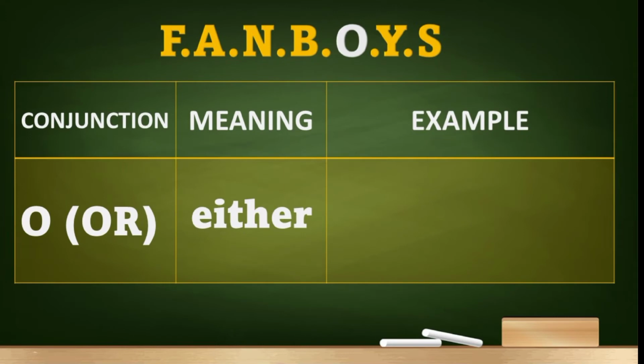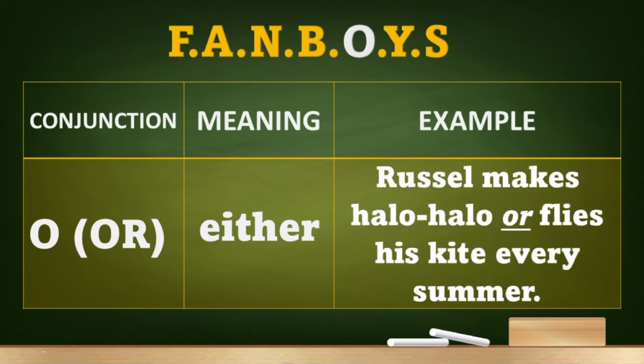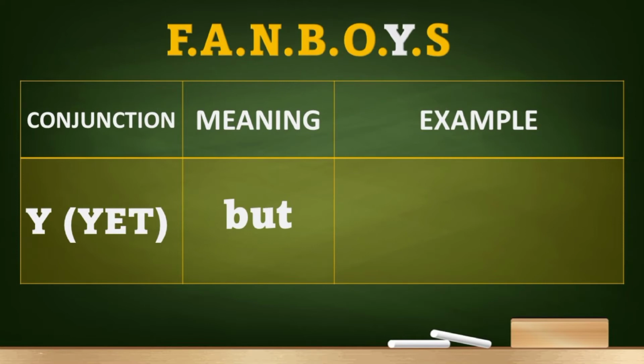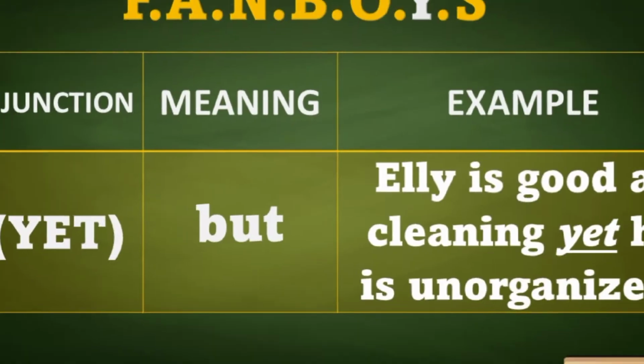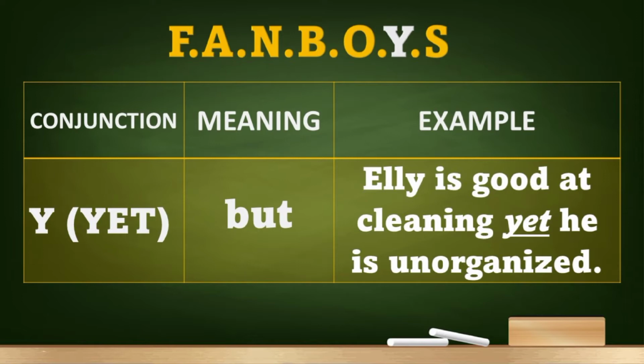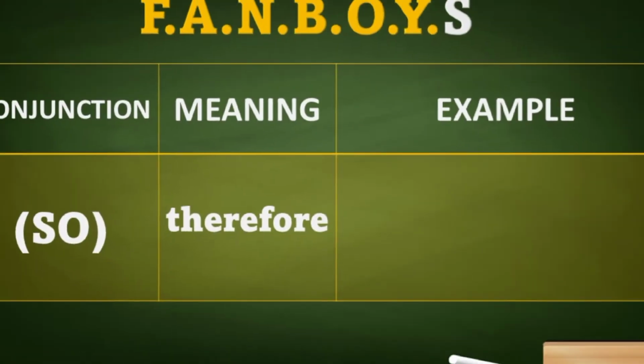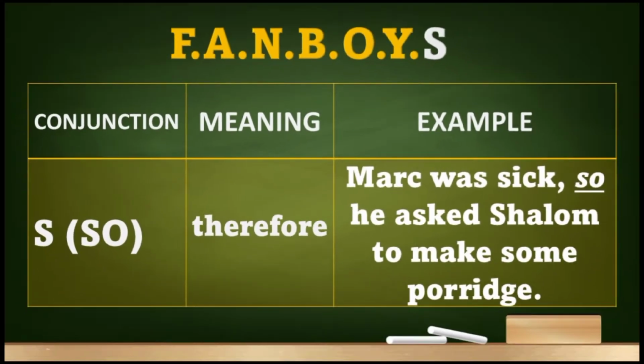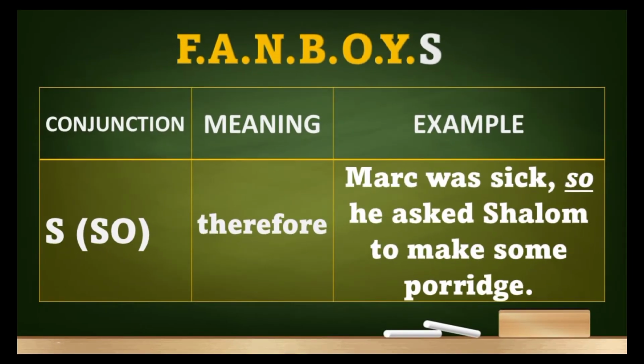O stands for or, which means either. For example, Russell makes halo-halo or flies his kite every summer. Y stands for yet, which means but. For example, Ellie is good at cleaning, yet he is unorganized. S stands for so, which means therefore. For example, Mark was sick, so he asked Shalom to make some porridge.